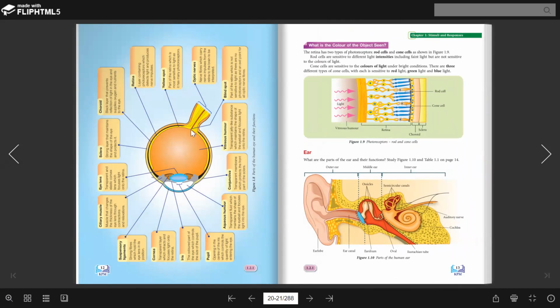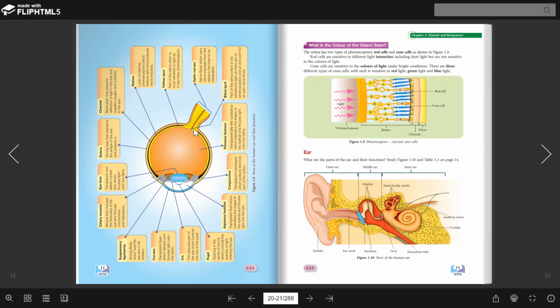For your information, the blind spot has no photoreceptor. Why is photoreceptor important? Because the function of photoreceptor is to detect the stimulus of light. Where can you find photoreceptor? In the retina. The yellow in color here is the retina. Inside the retina, there are many photoreceptors, but in the blind spot, there is none.